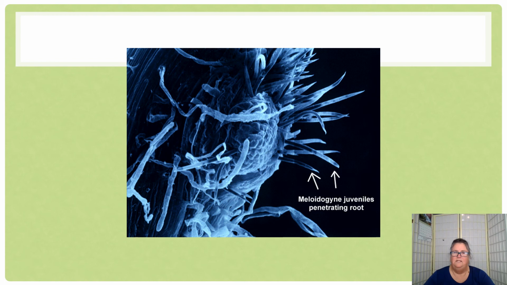All right, here we see the Meloidogyne juveniles penetrating the root. That is root knot nematode juveniles. They have been released from the egg sac of a female. Female nematode became an egg sac. Those eggs turned into juveniles in the egg, and they were released and are now penetrating the root. So you can imagine that this is overwhelming that root. That's just too much.